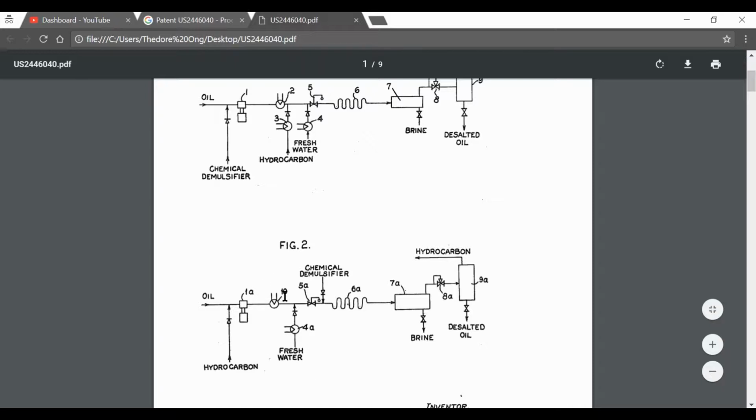But after that, you inject water directly into the oil and hydrocarbon mixture. So oil and hydrocarbon get mixed with fresh water at this point, just before 5A. So this will be a valve, I think, and chemical demulsifier will be injected before this coil thingy and into this mixer settler system, which is 7A, and brine comes out the bottom and hydrocarbon comes out the top. The desalted oil comes out the bottom of the separator, labeled 9A. You see here, highlighted.